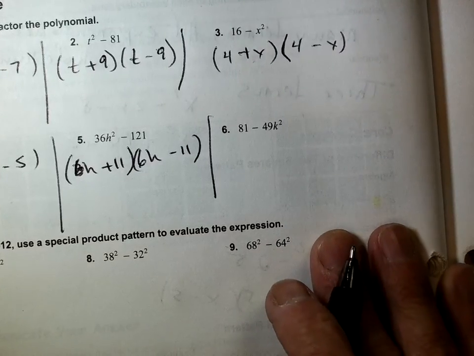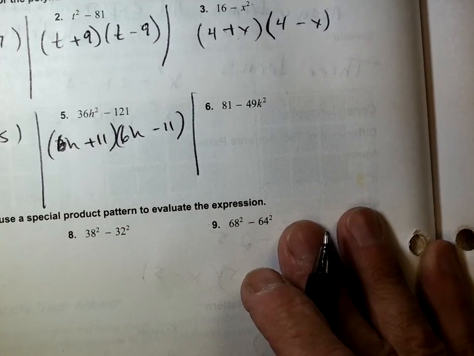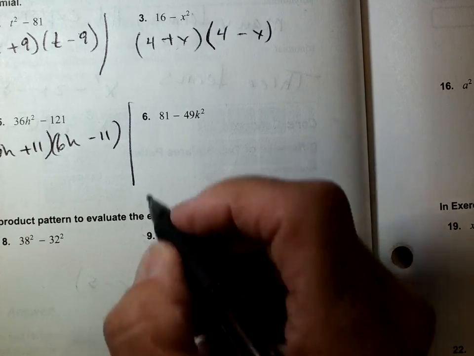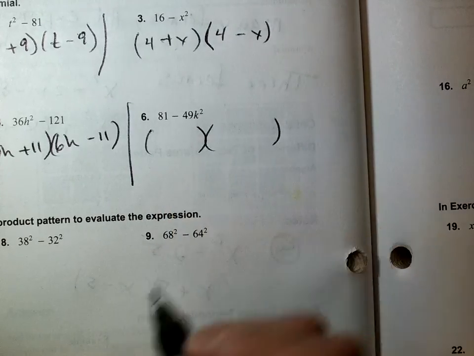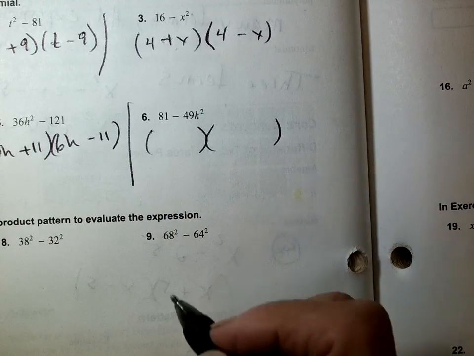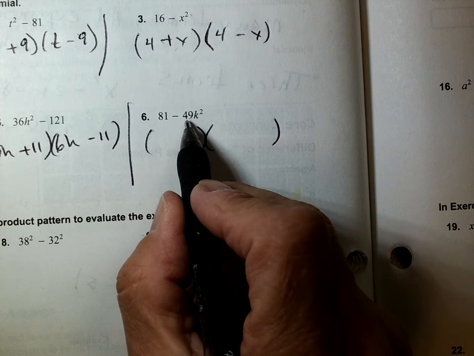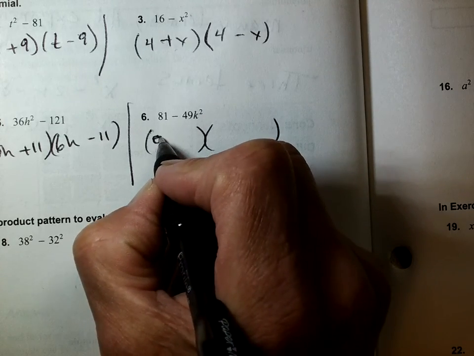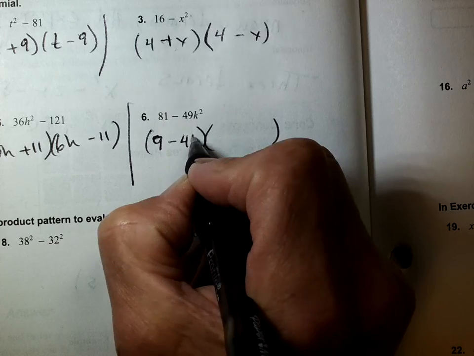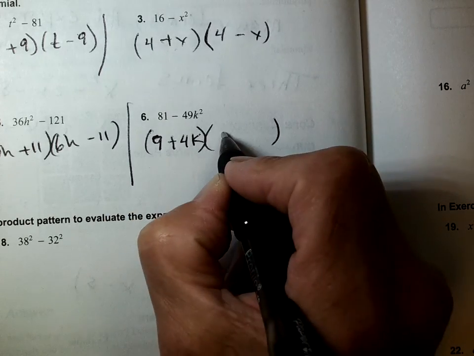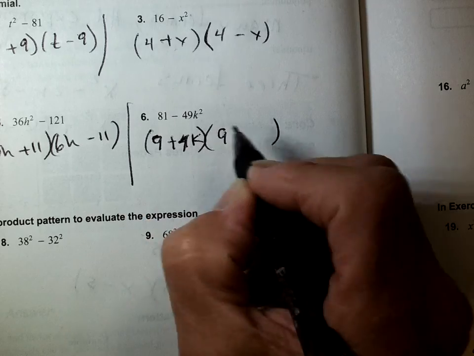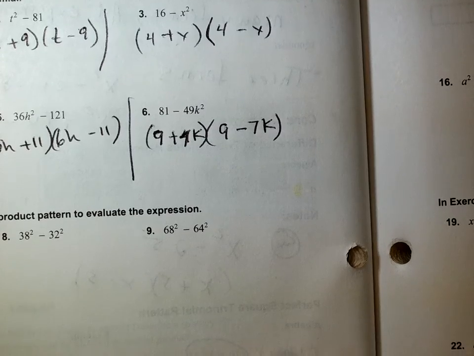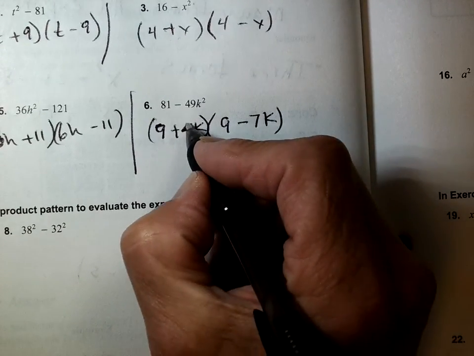Spencer, how you doing? Good. Okay. You guys do number 6 yet? 9 and 7. 49. Right? 9 minus 7k, right? You agree with that? There you go. That's a 7. Bad looking 7. I don't know where the 4 came from.